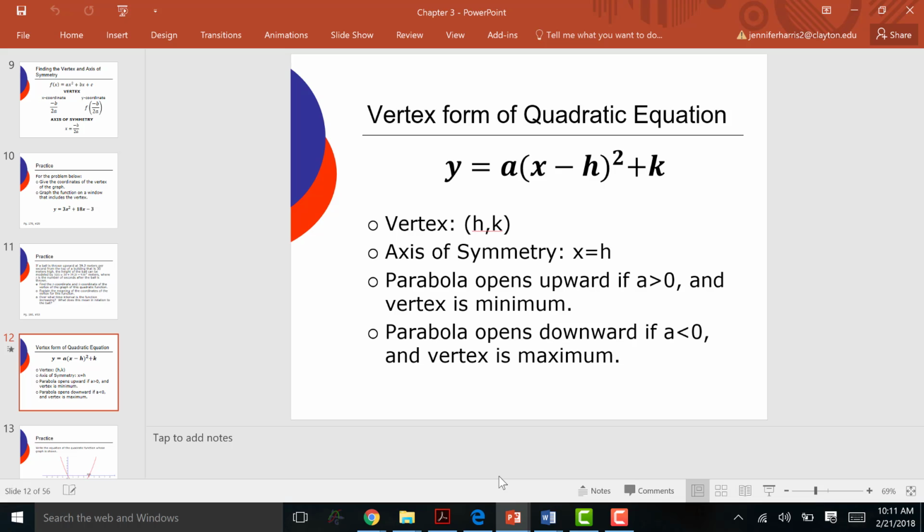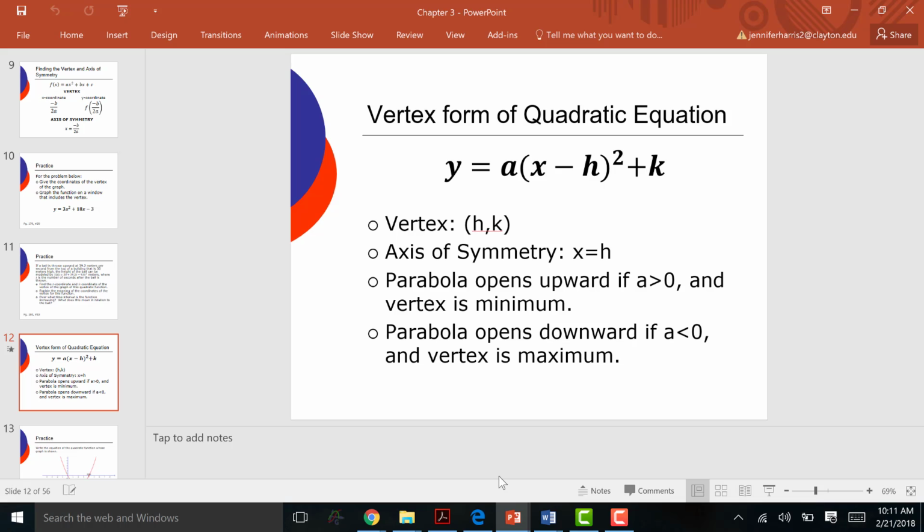Now that you know how to do it manually, here is the next part of this section. Vertex form of a quadratic equation. What's the standard form of a quadratic equation? It looks like y equals ax to the 2 power plus bx plus c. This is considered standard form.